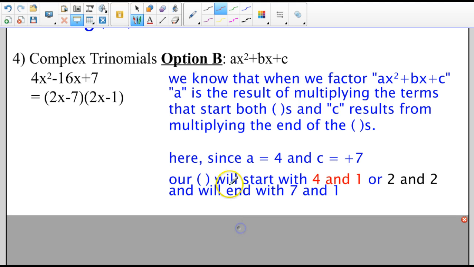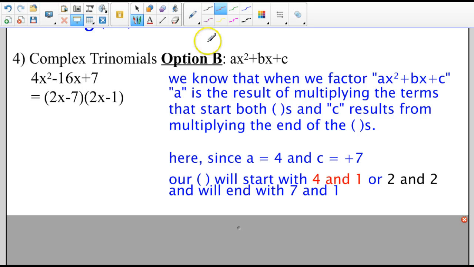So continuing with some logic here. Since A has to be a 4 and C has to be a 7, we can quickly narrow down the various possibilities for the start of our brackets and the end of our brackets. Our bracket will start with a 4 and a 1, or with a 2 and a 2. Those are the only two options to multiply to get a 4. They will end with a 7 and a 1, or some combination. Again, negatives are possible here as well. But knowing that the two numbers have to multiply to 7 means I can eliminate all other numbers other than a 7-1 combination to finish my brackets.